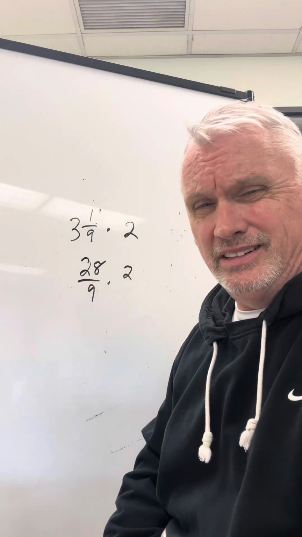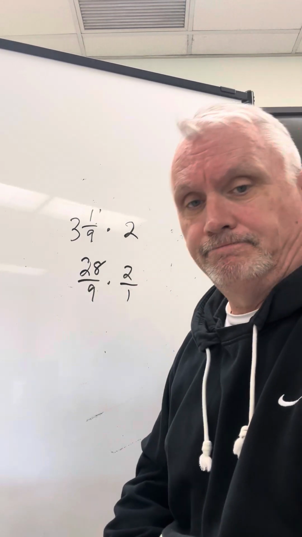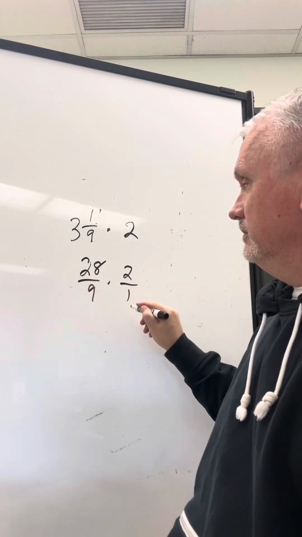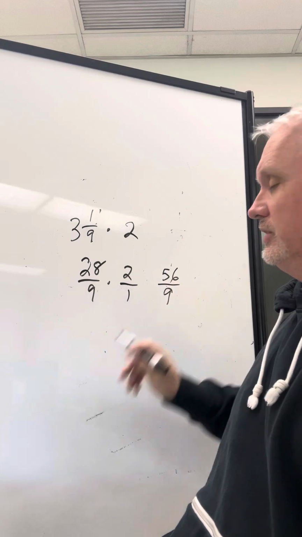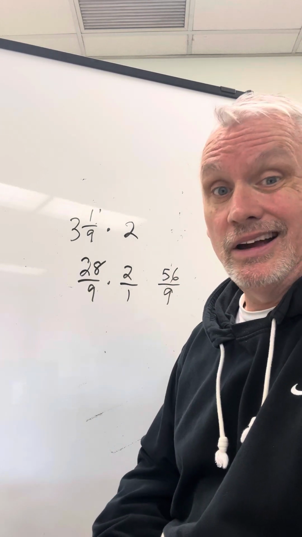Anytime you see just times 2, it is a fraction: times 2 over 1. Now, nothing I can cancel out, so just multiply across the top, which is 56, across the bottom, which is 9. Now, if they just say leave it, then that's how you leave it.